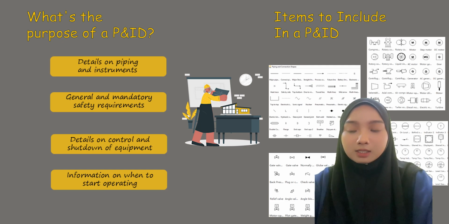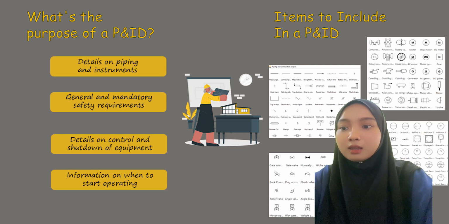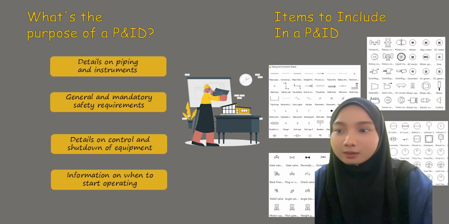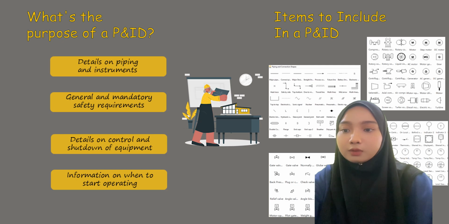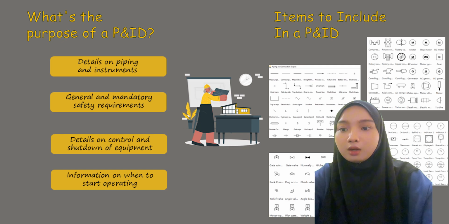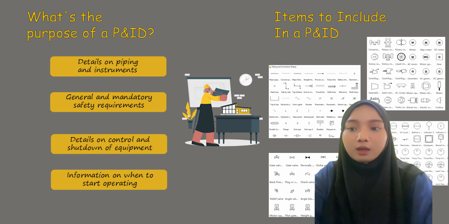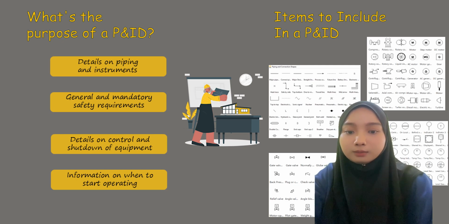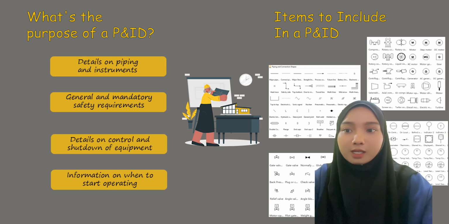For safety requirements, information on measures to ensure safe operations, such as alarms and interlocks. For control and shutdown mechanisms, it shows details on how equipment is controlled and the emergency shutdown protocols. And lastly, the operating procedure, guidelines on when and how to start or stop the process. Now for the next slide.